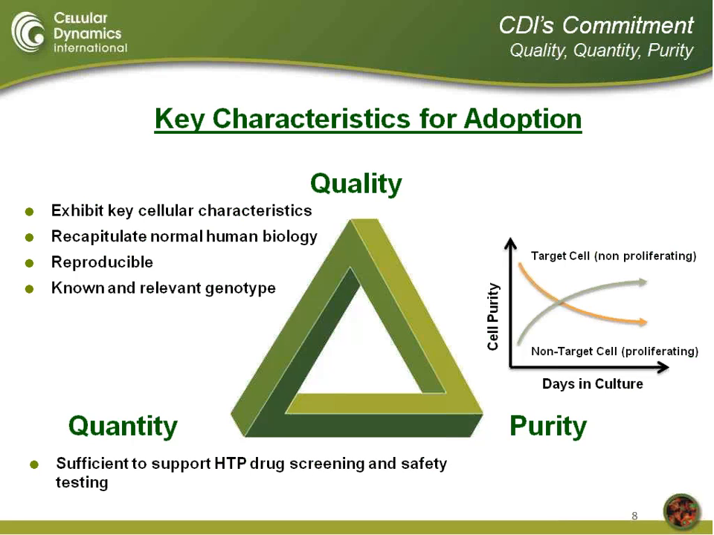And finally is quantity. We make sure that we can supply sufficient quantities in order to support high-throughput drug screening and safety testing. And this means that for the cardiomyocytes, we have the capabilities of producing 1 billion cardiomyocytes per day.